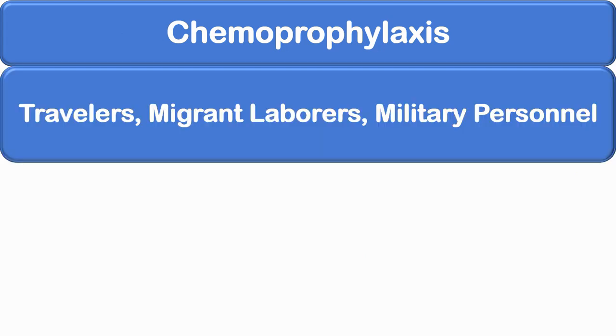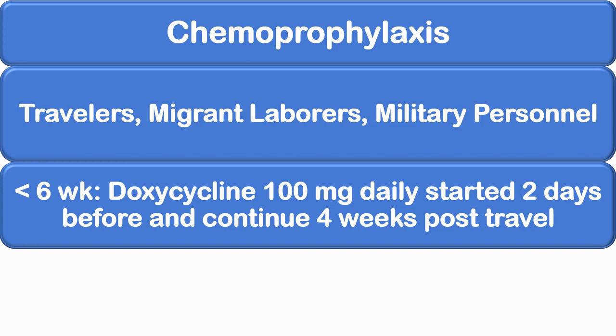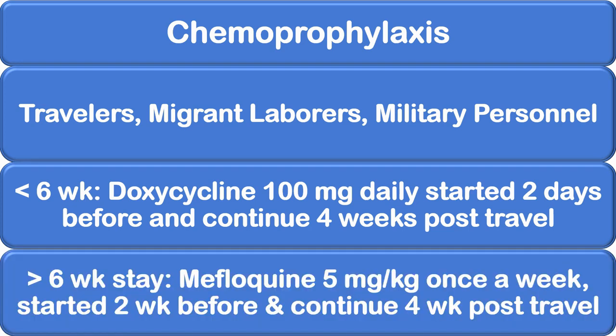Chemoprophylaxis is recommended for travelers, migrant laborers, and military personnel exposed to malaria in highly endemic areas. For short-term chemoprophylaxis, that is less than 6 weeks, doxycycline is recommended at a dose of 100 mg daily. The drug should be started 2 days before travel and continued for 4 weeks after leaving the malaria endemic area. For long-term prophylaxis, that is for more than 6 weeks, mefloquine is recommended at a dose of 5 mg per kg weekly and administered 2 weeks before, during and 4 weeks after leaving the area.